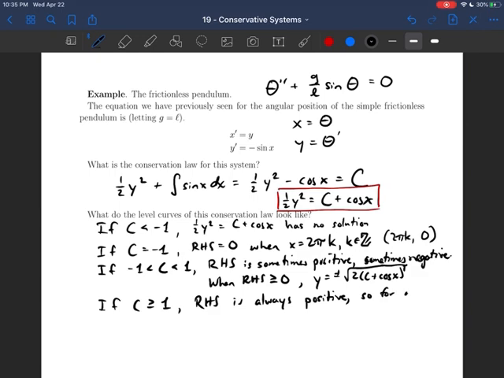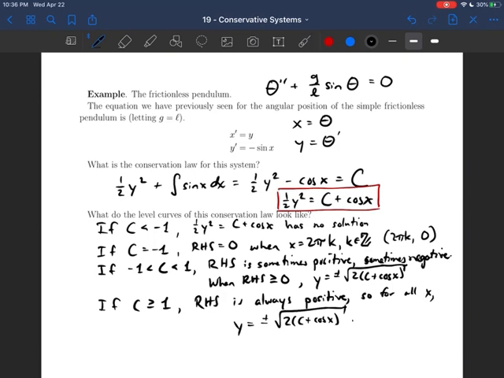All right, and then finally, if c is greater than or equal to 1, the right-hand side is always positive, or non-negative, we'll say positive. So for all x, y is equal to plus or minus the square root of 2 times (c plus cosine x).